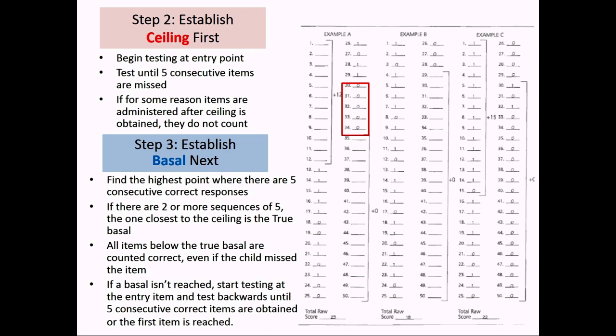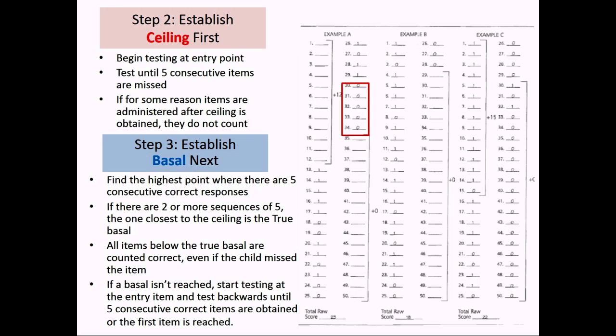Next, you're going to establish the basal. You had the child start the test at an entry point. That doesn't necessarily mean that that was the correct starting point for your child. So now we're going to find the highest point where there are 5 consecutive correct responses, or the basal, a place where they get 5 in a row correct. If there are 2 or more sequences of 5, the one closest to the ceiling is the true basal. All items below the true basal are counted correct, even if the child misses the item.